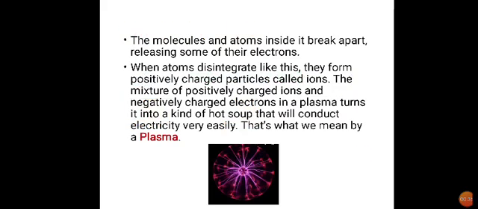The molecules and the atoms inside it break apart, releasing some of their electrons. When atoms disintegrate like this, they form positively charged particles called ions. The mixture of positively charged ions and negatively charged electrons in a plasma turns it into a kind of hot soup. It turns it into a kind of hot fluid that will conduct electricity very easily. That's what we mean by plasma.